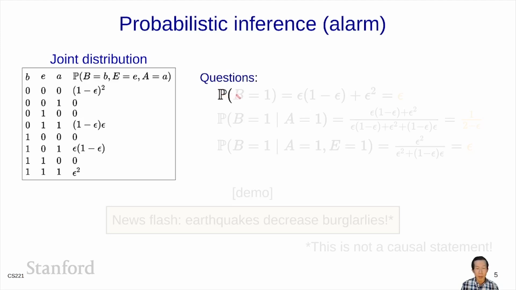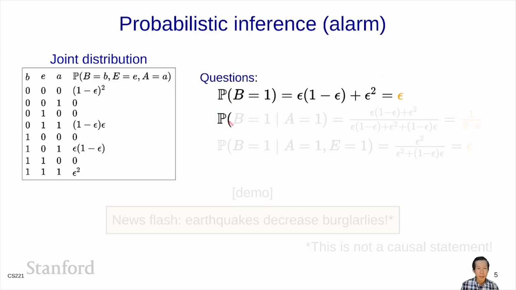So let's warm up with something relatively simple. What is the marginal probability of B equals 1 here? Remember, how do I compute a marginal probability? I look at B equals 1. That selects these rows down here, and I simply add up these probabilities. So there's epsilon times 1 minus epsilon, and then adding epsilon squared. That gives me epsilon minus epsilon squared plus epsilon squared, which equals epsilon.